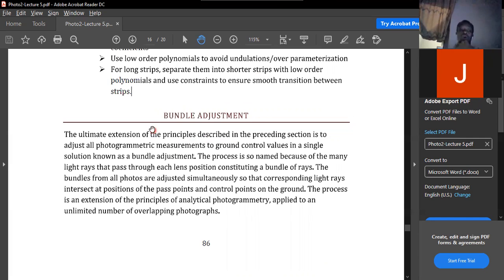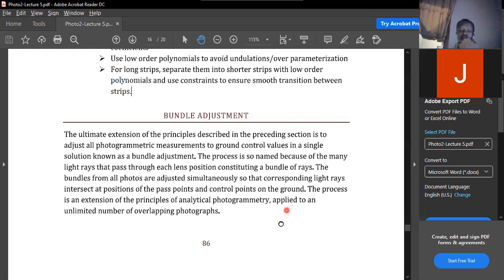The ultimate extension of the principle described in the preceding section is to adjust all photogrammetric measurements to ground control values in a single solution. So forget about looking at two photographs, one single model, two models. All photos within the project area can be adjusted, so that we can compute the value for every photo point. That is the whole idea.